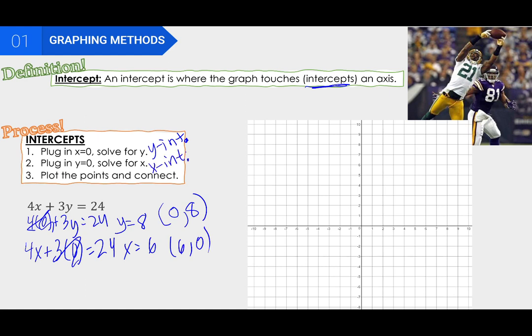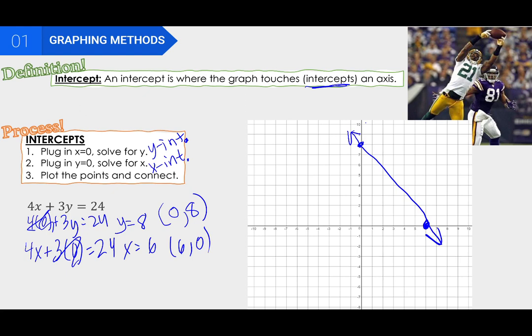All right, and put those on my graph. (0, 8) is way up here. (6, 0) is way down here. Third step, plot the points and then connect. We'll see how this goes. Oh, that's pretty good. Alright. That is the intercept method.